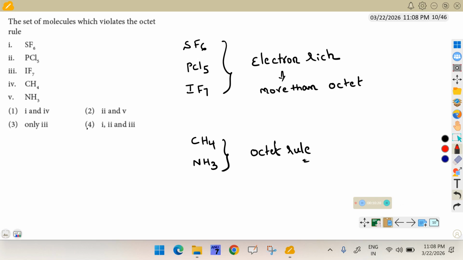The set of molecules which violates the octet rule: SF6 violates the octet rule, PCl5 and IF7 violate the octet rule, while CH4 and NH3 follow the octet rule.